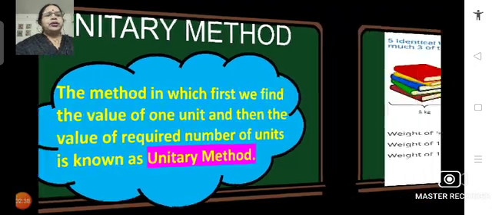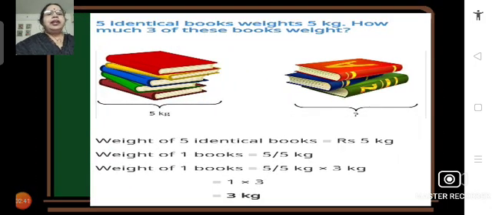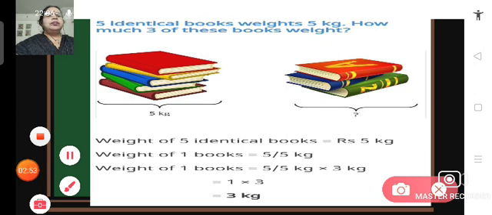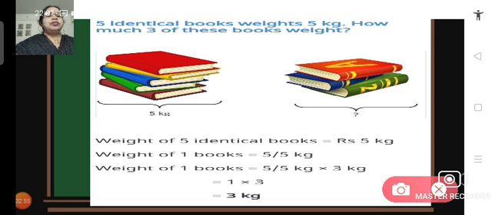Let's have a look at one more example. 5 identical books weigh 5 kg. How much do 3 of these books weigh? So here we have 5 books which are identical and which weigh 5 kg. So how do we find the weight of 3 such books? First we find the weight of 1 book and then we find the weight of 3 books. It is given wrong here. It is 3 books. Weight of 3 books.